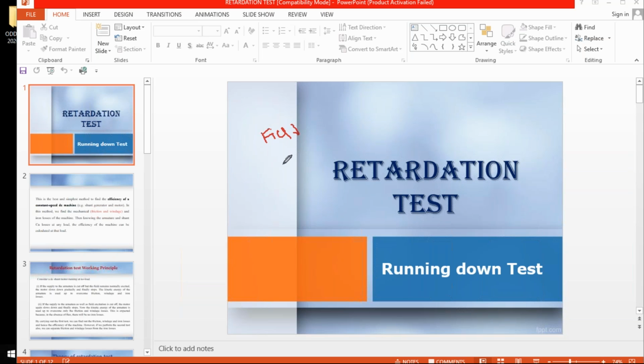The field test, what we discussed in yesterday's class? Shunt, sir. No, the field test is applied for the series motor. Swinburne's test is used for the shunt motor. Hopkinson's test is used for shunt motor and compound motor. Brake test is used for shunt motor and compound motor. Now let's see what type of motor we can apply this retardation test to. Shunt, sir. Right.